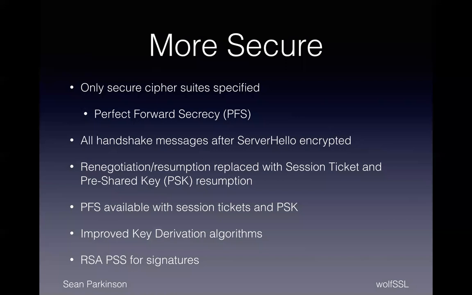Only secure cipher suites have been included in the standard. This is actually a little misleading, and I'll get back to that later in the slides. But in essence, when performing a full handshake, you must perform a Diffie-Hellman style key exchange. This ensures perfect forward security. That is, each handshake is protected by a unique secret based on the key exchange secret, known only to the client and server.